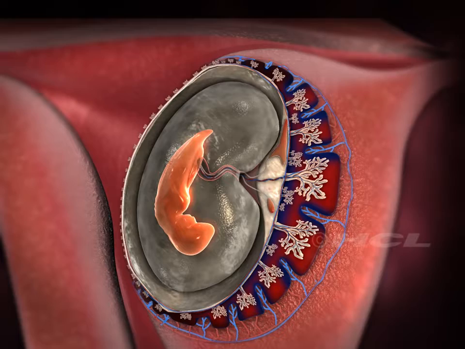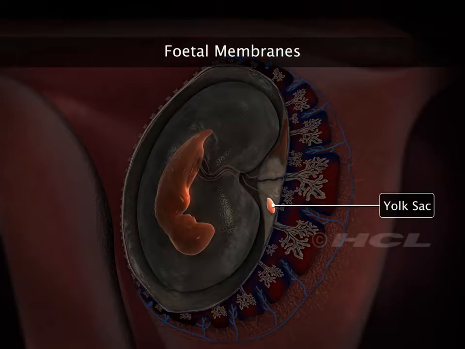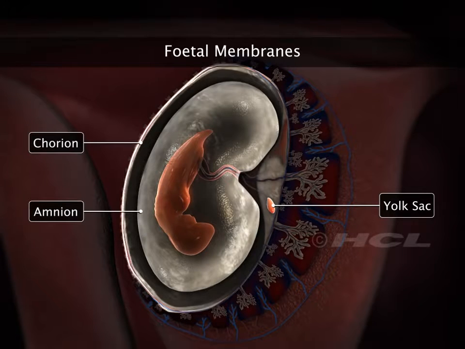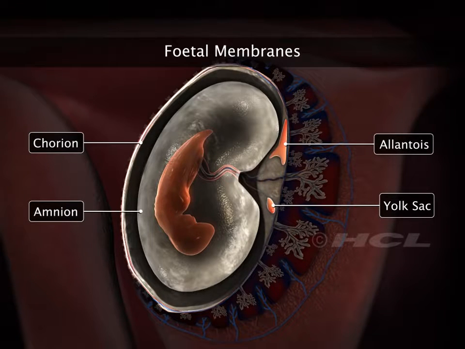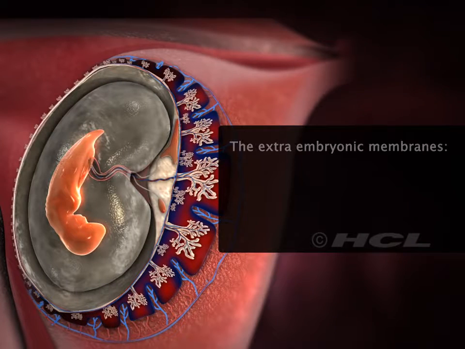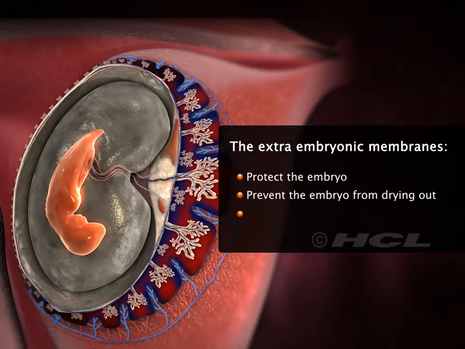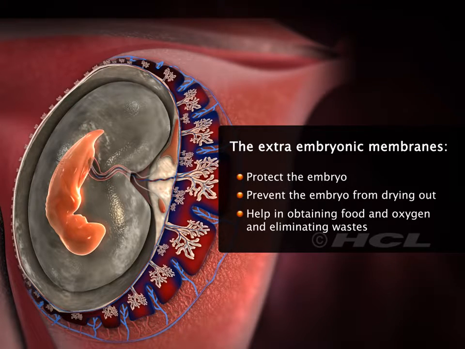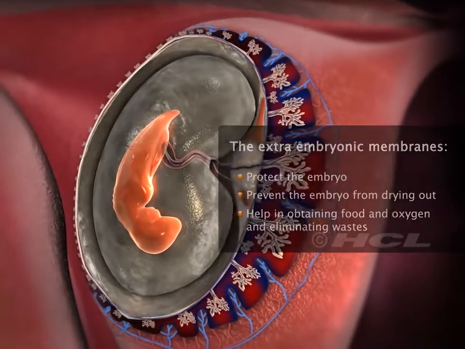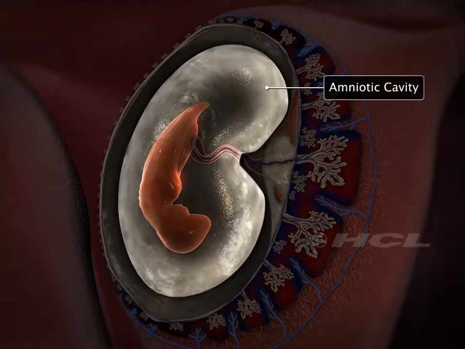The developing embryo is protected by fetal membranes. These are the yolk sac, amnion, chorion, and allantois. They are not a part of the embryo and are called extraembryonic membranes. The extraembryonic membranes protect the embryo, prevent it from drying out, and help in obtaining food and oxygen and eliminating wastes. The closed sac between the embryo and the amnion, called the amniotic cavity, contains the amniotic fluid.